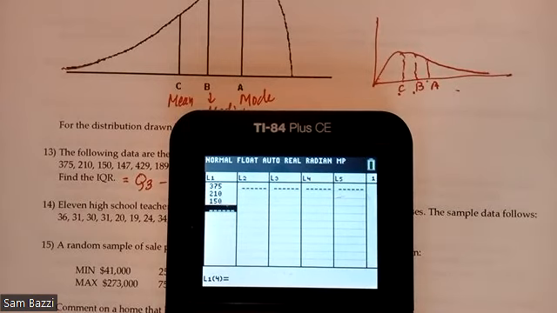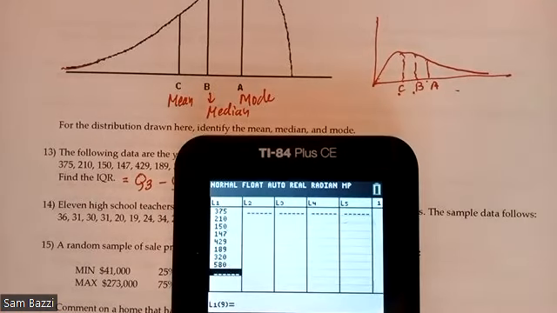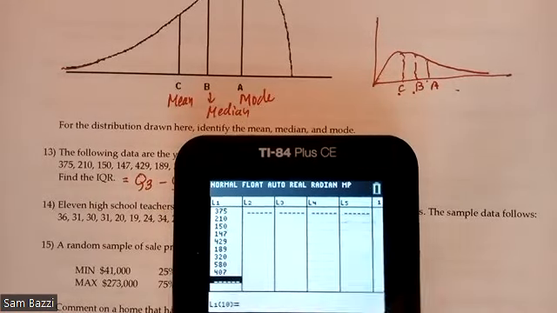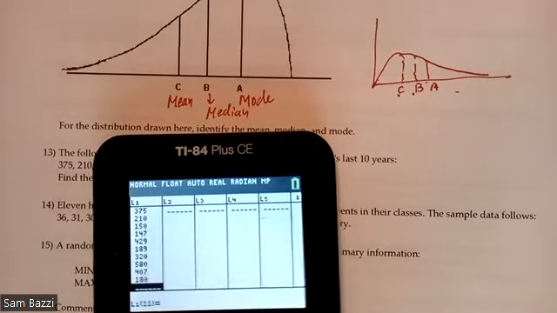150. You could do this by hand, but it is faster using the calculator. 429, 189, 320, 580, 407, and then 180. And here you go, guys.